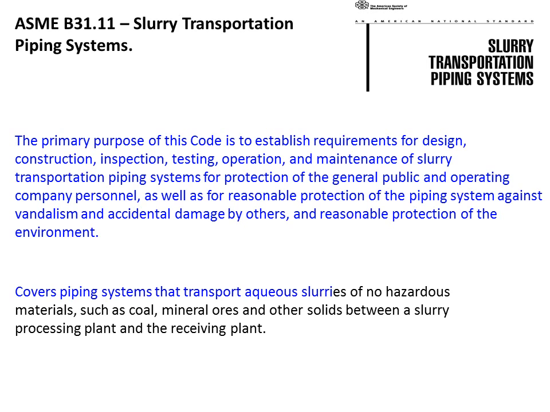It covers piping systems that transport aqueous slurries of nonhazardous materials such as coal, mineral ores, and other solids between a slurry processing plant and a receiving plant. So it is totally meant for slurry, and it's again for transportation, as you've seen for the liquid and gases earlier.